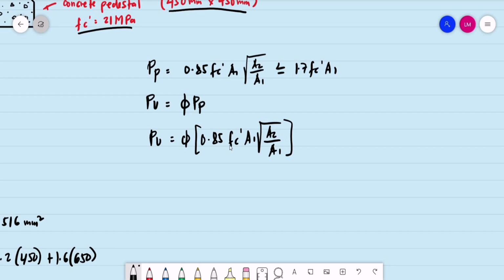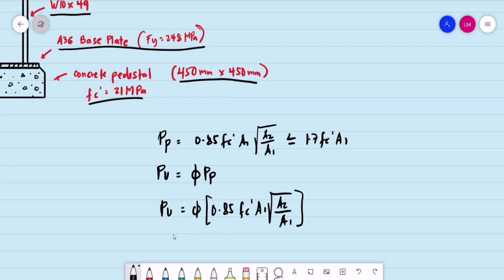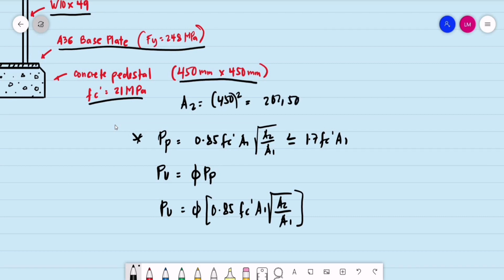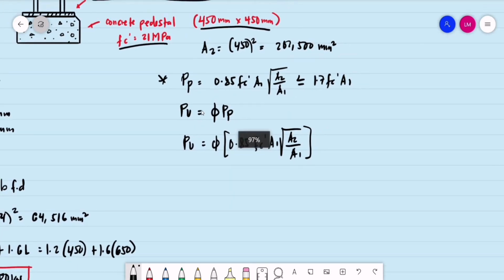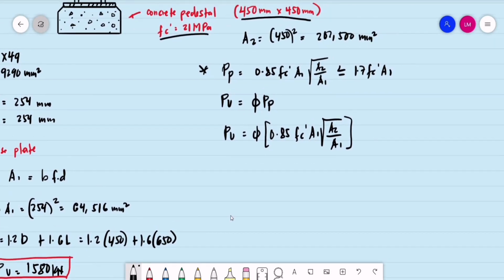So by the way, what is our area 2? That is the area of our concrete pedestal. So this is our area 2. That is a square. We have 450 squared, that is equal to 202,500 square millimeters. So let us compute the required area 1 based on our ultimate load, the 1,580 kilonewtons.